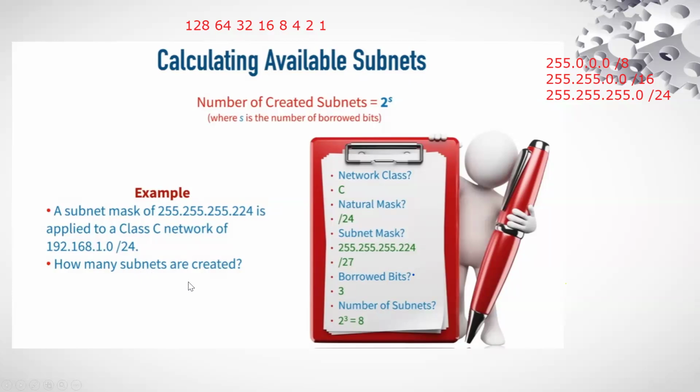So how many new subnets will be created here? How many borrowed bits? We have borrowed 3 bits, that is 128, 64, 32. So 2 raised to 3, that is 8. You have 8 subnets.